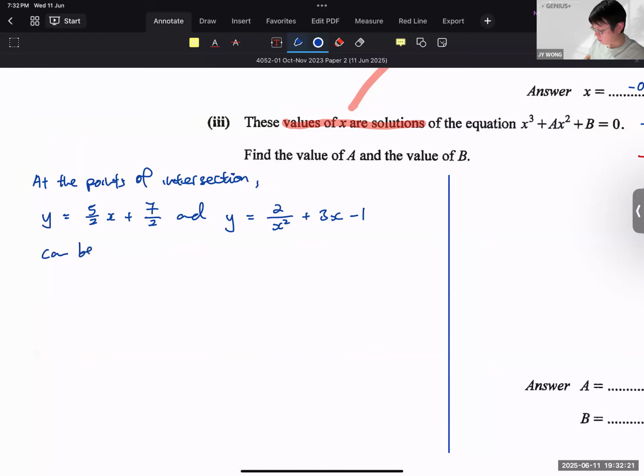Can be equated. Okay, actually I shouldn't write this. I should write the original equation. Then you'll tell me, "Sir, isn't this doing simultaneous equation?" Kind of, but not really, because I'm not substituting any values here. But if this is what you meant by simultaneous equation, then yes, this is the correct method by calculation, but not by subbing in the values of x that you found in the previous part.